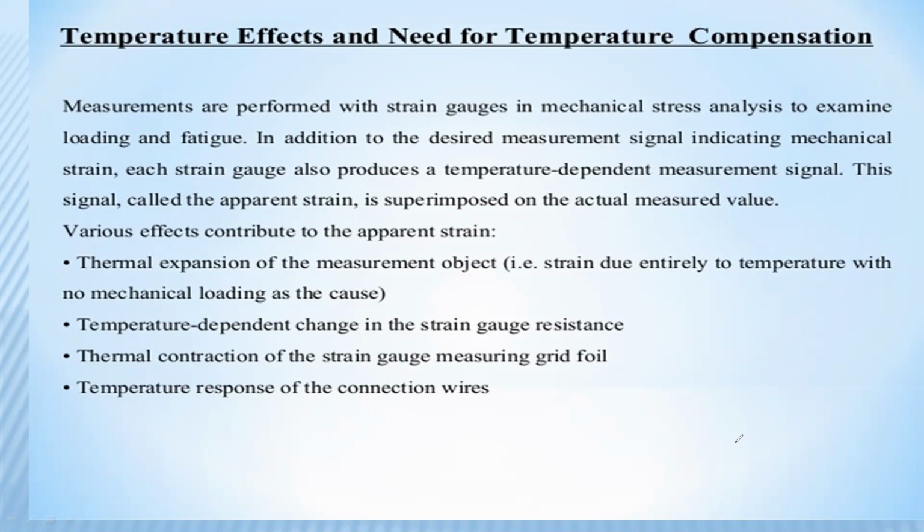The temperature is measured by using that strain gauge. And temperature dependent change in the strain gauge resistance. So the temperature change is dependent on the change in resistance. So when the strain gauge resistance is changed, automatically the temperature is changed. When the temperature is changed in that strain gauge, automatically the resistance of the strain gauge is also changed. So that is the relation between the temperature and the strain gauge resistance.